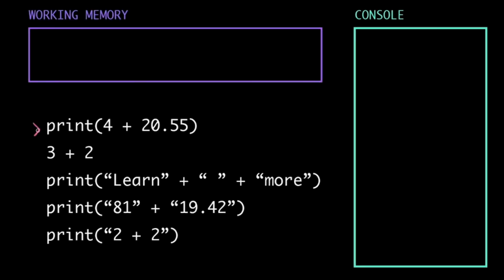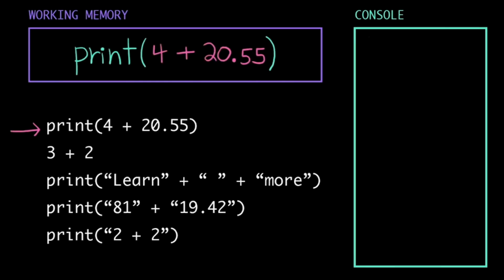The computer takes the first line of the program and loads that into working memory. Then the first thing it's going to do is look for any expressions to evaluate. Remember that evaluating an expression just simplifies it down to a single value. Here we have the expression, the integer 4 plus the float 20.55, and that evaluates to the float 24.55. Now all our expressions have been simplified, so the computer is going to peek outside the parentheses and ask, well, what did you want me to do with this value? The instruction print tells it to take the value inside the parentheses and go display that in the console. So it goes over here and it prints 24.55.